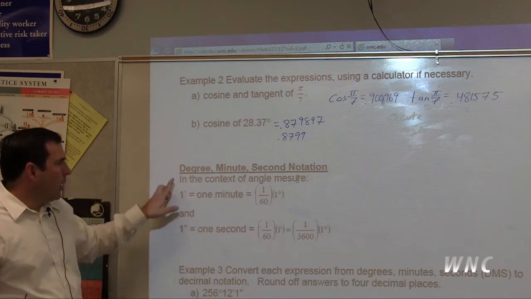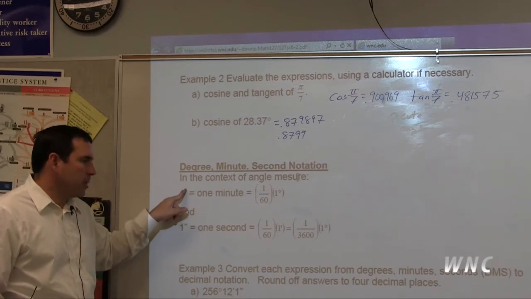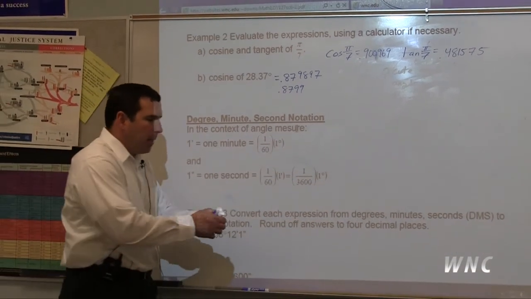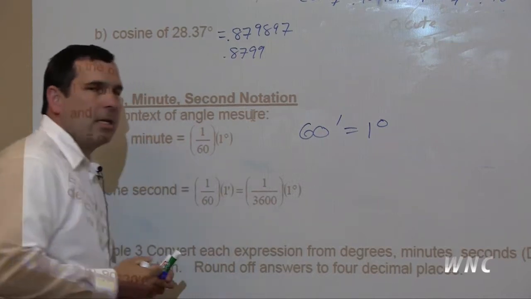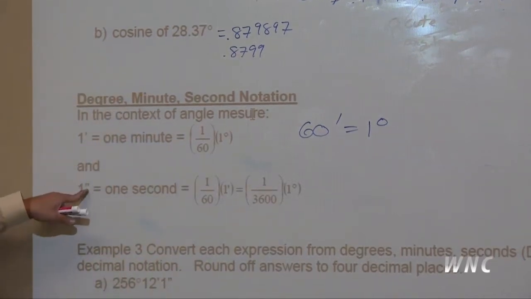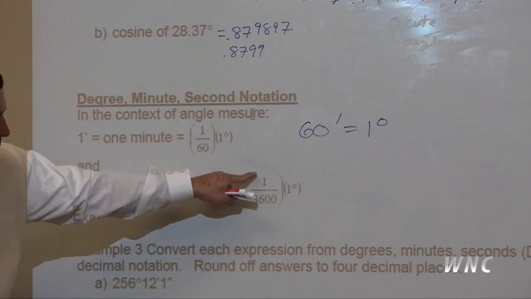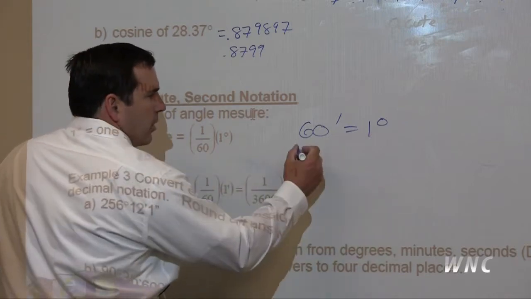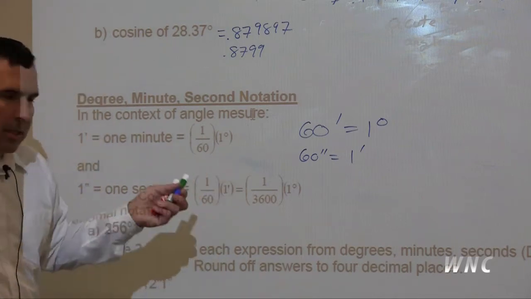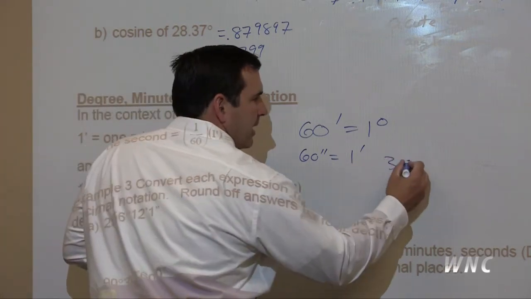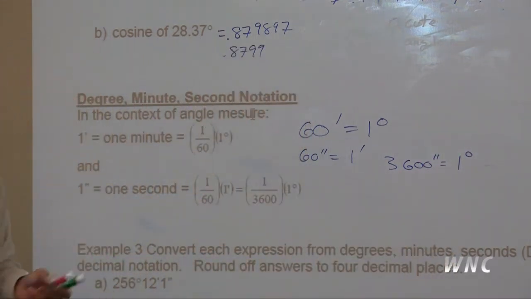Okay, in the context of angle measures, this is 1 tick mark, means 1 minute, is 1/60th of a degree. That is that there are 60 minutes in a degree. Now these 2 tick marks means seconds. So 1 second is 1/60th of 1 minute, which is 1/3600th of 1 degree. So you could also look at that as 60 seconds equals 1 minute. We know that from our time system. Also, 3,600 seconds equals 1 degree. And we know 3,600 seconds is 1 hour.